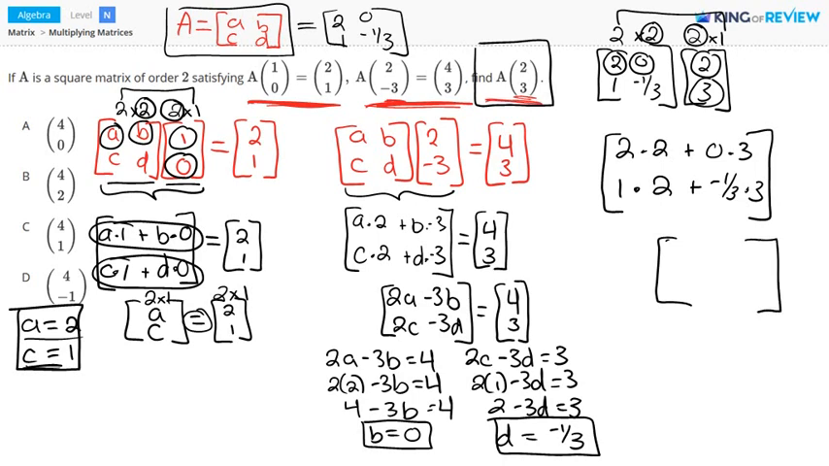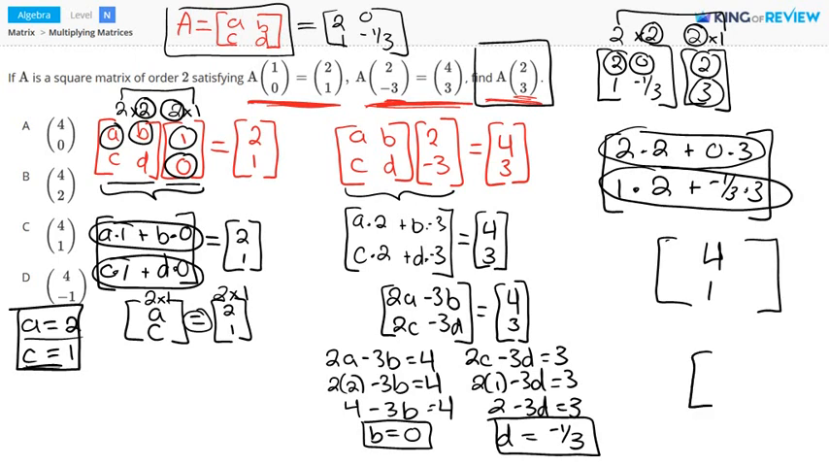So the math has been set up for these entries. Now let's simplify. 2 times 2 plus 0 times 3 gives us a 4. And 1 times 2 plus negative 1/3 times 3 is 1. So our final answer here is this matrix here, which is letter C.